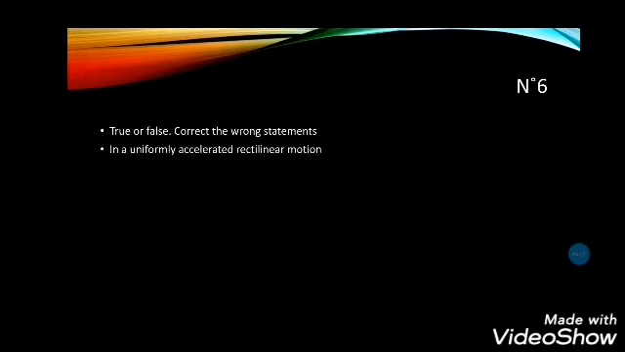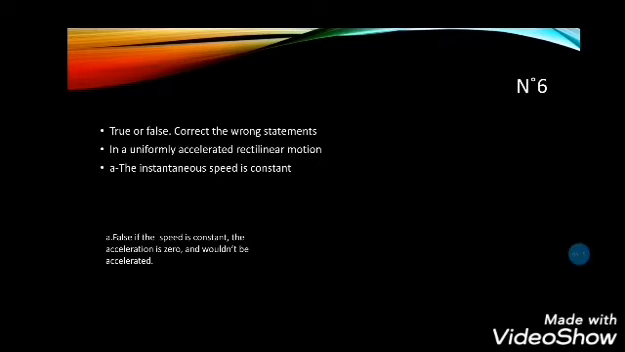Number 6. True or false, correct the wrong statements. So, in a uniformly accelerated rectilinear motion, A, the instantaneous speed is constant. This is false. If the speed is constant, we wouldn't have acceleration. And if we don't have acceleration, the motion couldn't be a uniformly accelerated rectilinear motion.